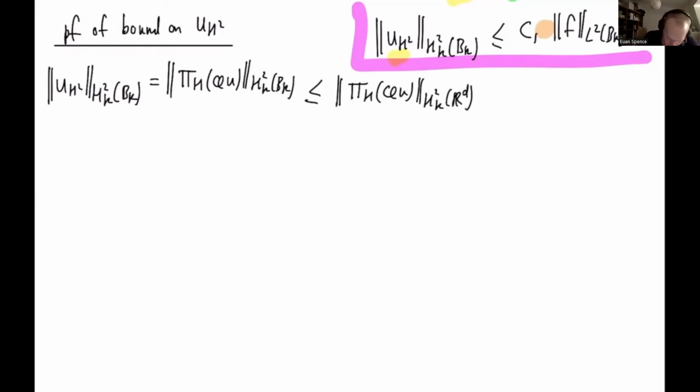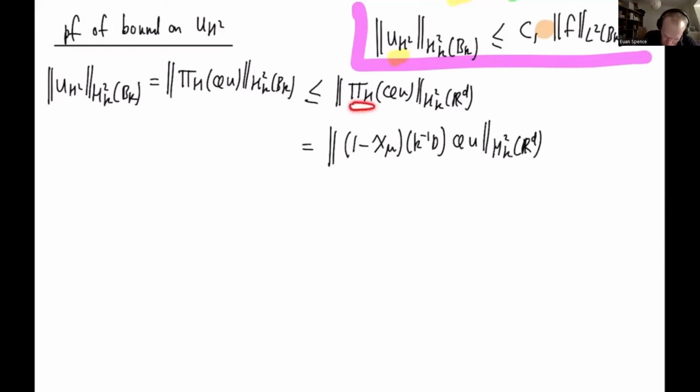Now, I use my definition of pi, so pi high is this Fourier multiplier, pi_h. So it's 1 minus chi_mu of k^{-1}D applied to phi u. Okay, so all I've done now is just written out what the definition of this pi_h is. Let me highlight that.